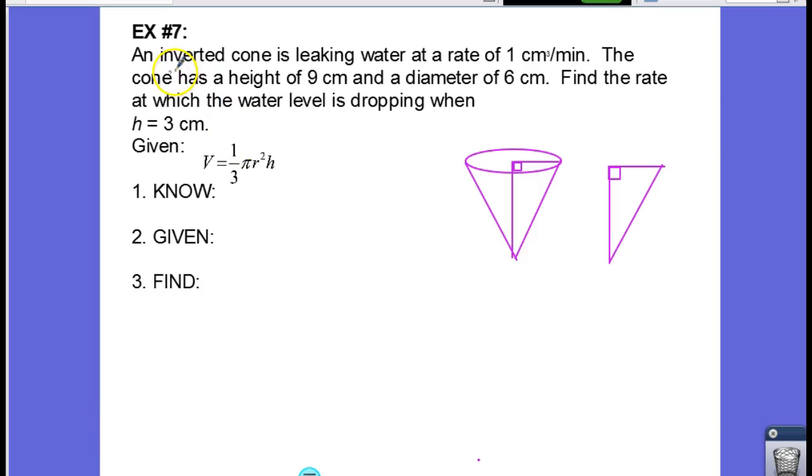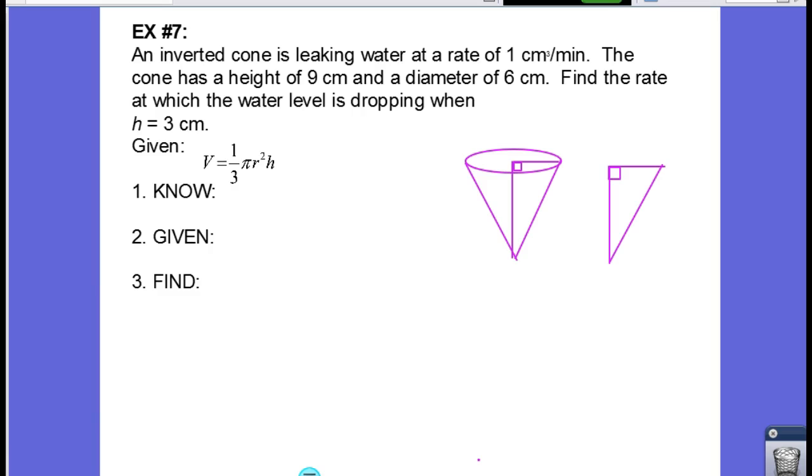All right, in example 7, we have an inverted cone leaking water at a rate of 1 cubic centimeter per minute. The cone has a height of 9 centimeters and a diameter of 6 centimeters. Find the rate at which the water level is dropping when h equals 3 centimeters. And they've given me the volume formula for a cone, which is 1/3 pi r squared times h.